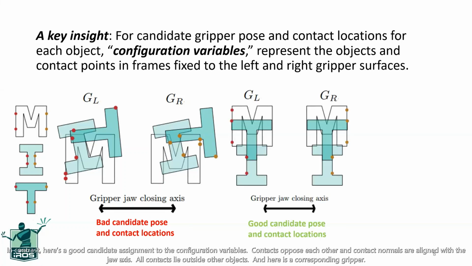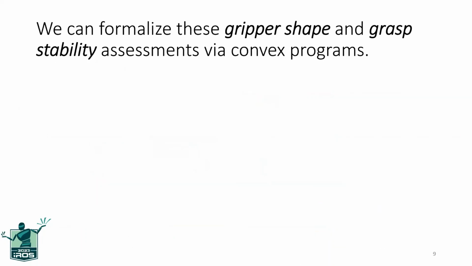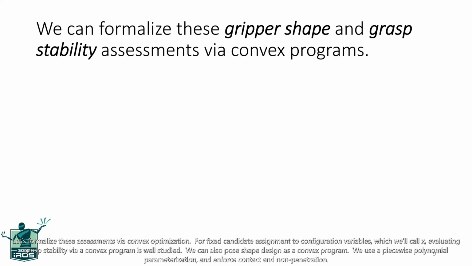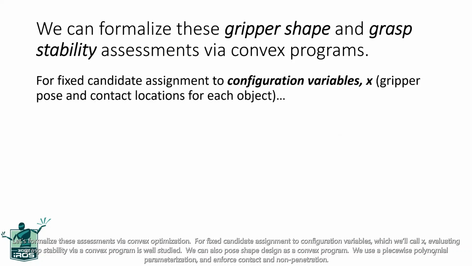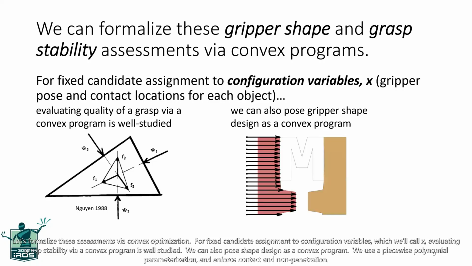In contrast, here's a good candidate assignment to the configuration variables. Contacts oppose each other and contact normals are aligned with the jaw axis. All contacts lie outside other objects. And here's the corresponding gripper. Let's formalize these assessments via convex optimization. For fixed candidate assignment to configuration variables, which we'll call X, evaluating grasp stability via a convex program is well studied. We can also pose shape design as a convex program.